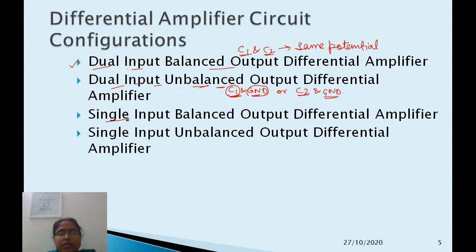The third configuration is single input. Single input means either we are using Vin1 or Vin2, meaning any one of the inputs is being used, and balanced output, now you can very well make out that the output is taken from C1 and C2. The last is the single input unbalanced output, meaning we are taking a single input and the output is taken from C1 and ground or C2 and ground. Clear? So these are the four combinations, and we will study all of them in detail.